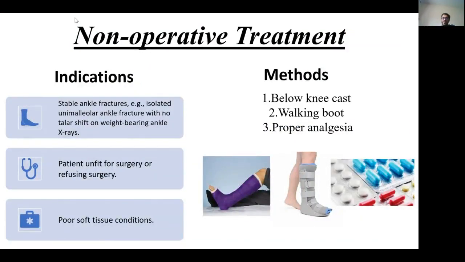Non-operative treatment. Indications of non-operative treatment include stable ankle fractures, like an isolated unimalleolar ankle fracture with no talar shift on the weight-bearing ankle X-ray. Second, if the patient is unfit for surgery or is refusing surgery. Third, poor soft tissue condition, which doesn't allow for surgical intervention. Methods of non-operative treatment include a below-knee cast, walking boots, and proper analgesia.